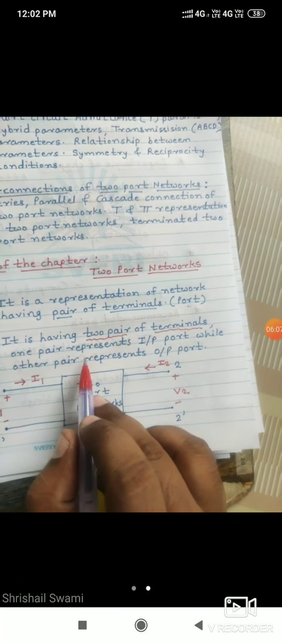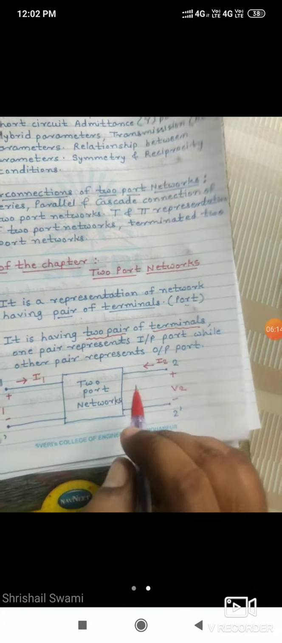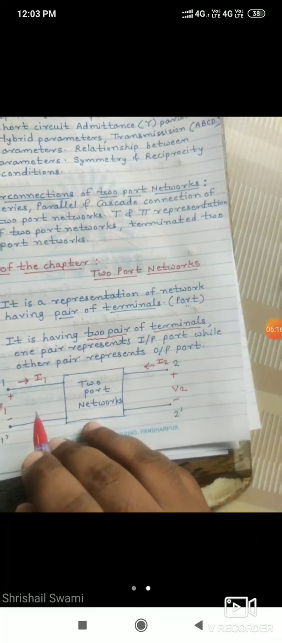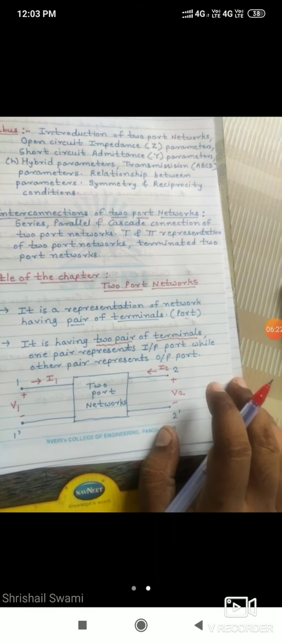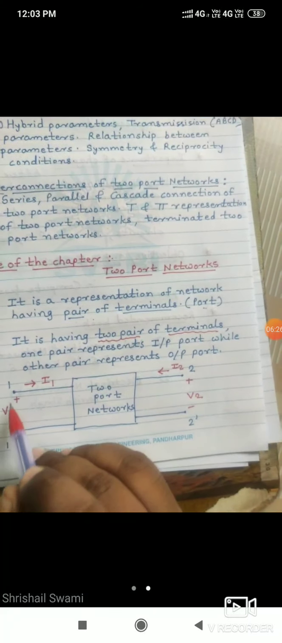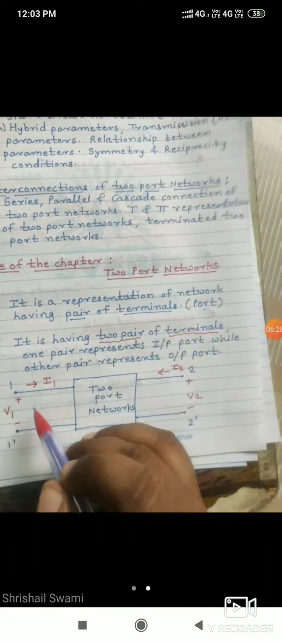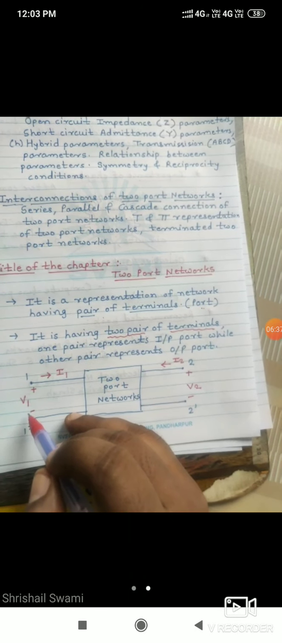So one pair represents the input port while another represents the output port. Two ports simultaneously cannot be input ports, or two simultaneously cannot be output ports. Without giving energy, the current or voltage will not appear in the circuit. Right? So if port 1 is representing input, obviously port 2 represents output. Vice versa, if port 2 represents input, this represents the output.